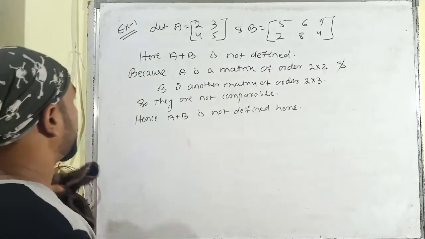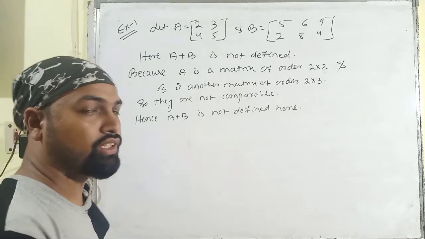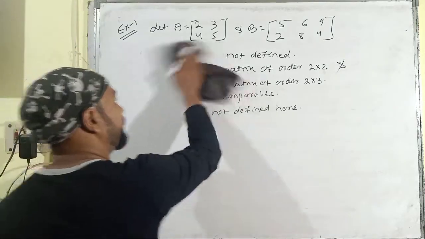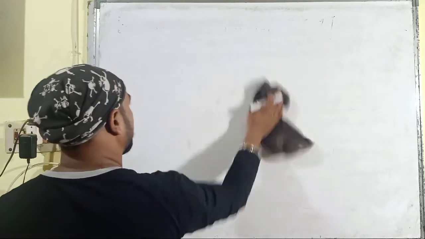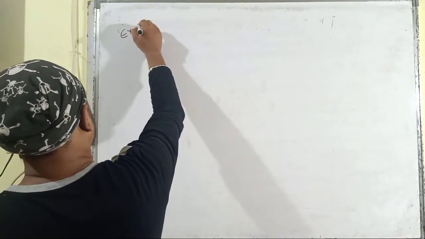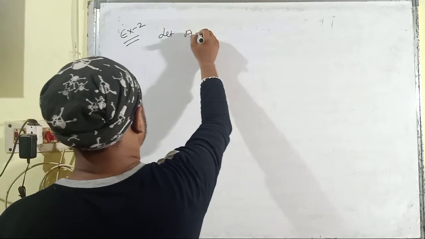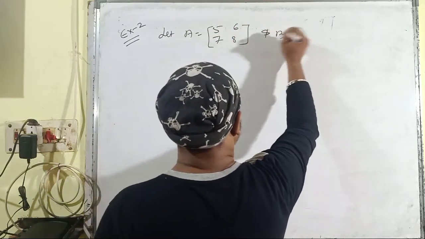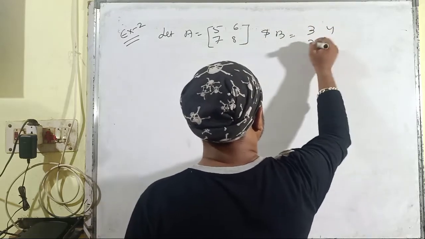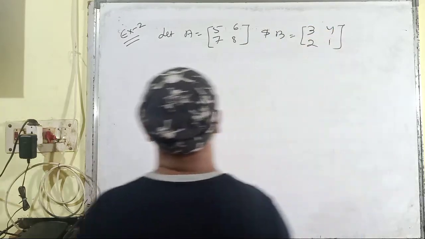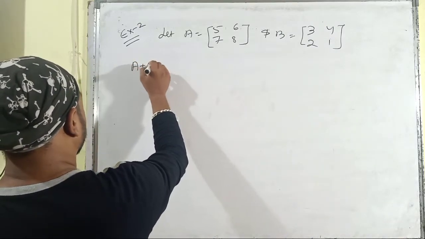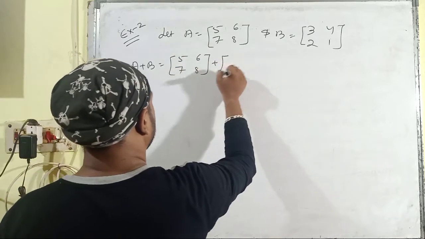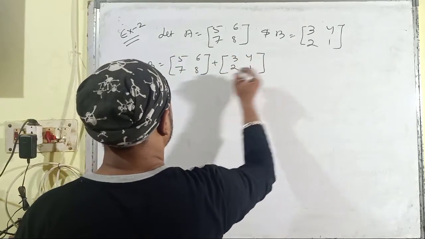Then let us discuss some matrices for which the sum is defined or the sum exists. Example number 2, let A be equal to 5, 6, 7, 8 and B is equal to 3, 4, 2, 1. Now A plus B is equal to 5, 6, 7, 8 plus 3, 4, 2, 1.